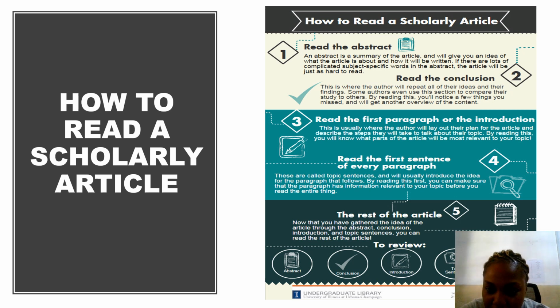You read the first paragraph or the introduction. After reading the introduction, if you still feel interested, you move to the first sentence of every paragraph. Then step 4, let's say you have become interested in the whole paper, you move to the rest of the article. Now you read all the way from abstract to introduction, topic sentences, the graphs, the tables, and then you reach your end. There you can talk about the paper now, you can understand the paper.